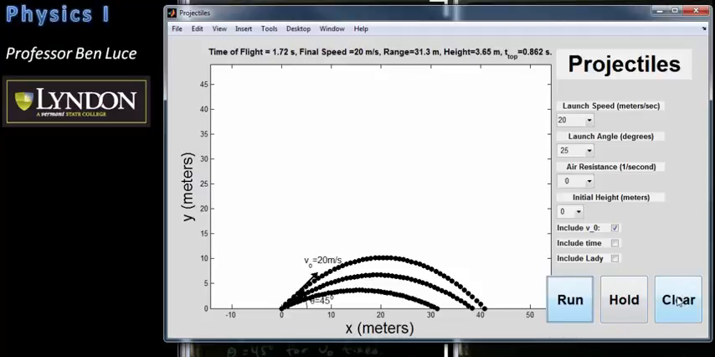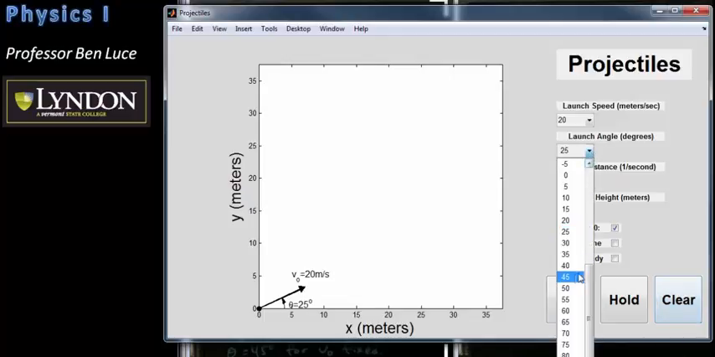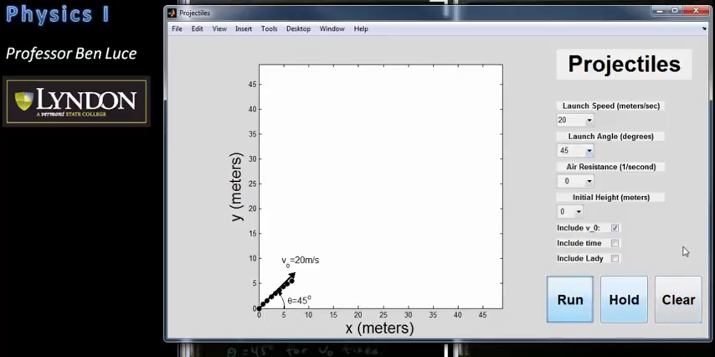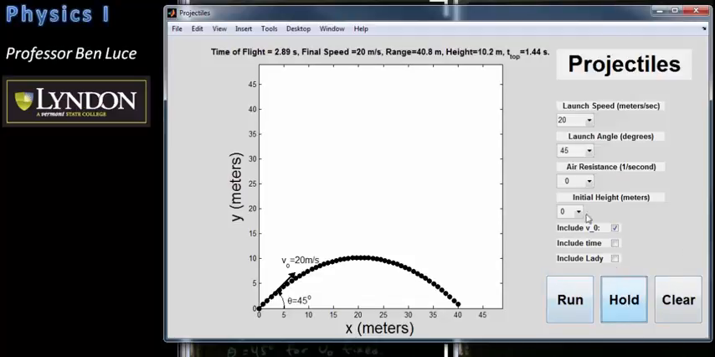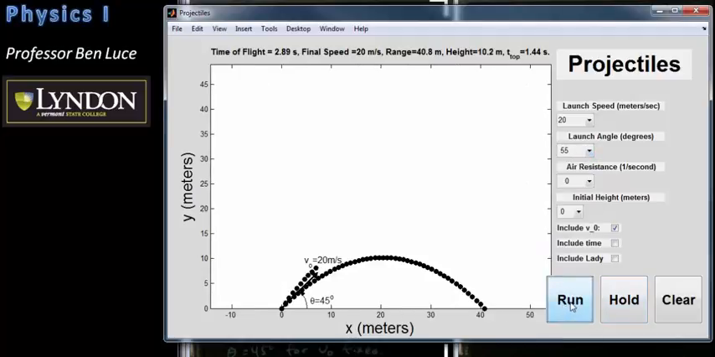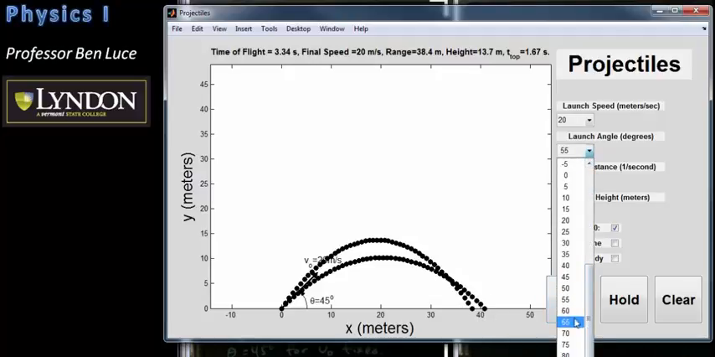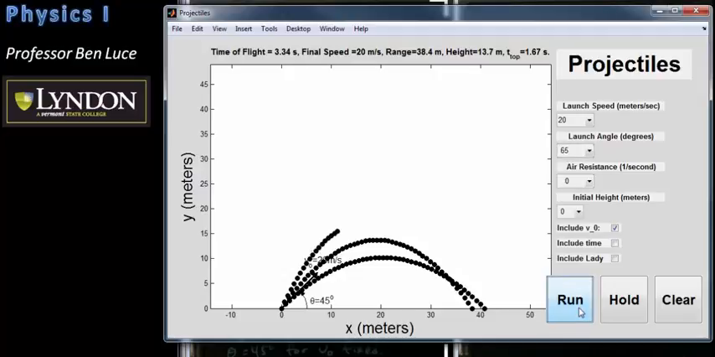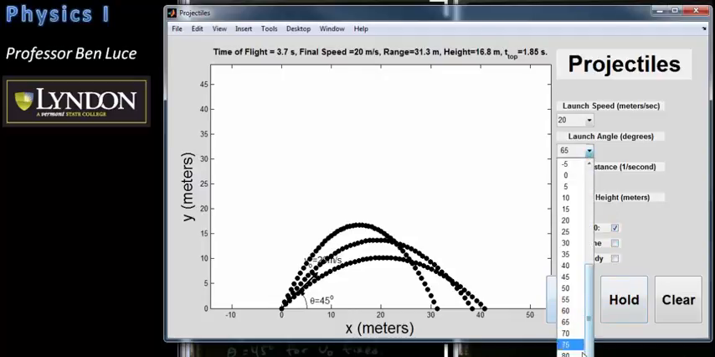All right, let's go the other way. Let's do our 45-degree trajectory again. Now we'll hold. Now let's increase the angle. So we'll take it up to 55. And we see, again, we're a little shorter than the 45. So that is consistent with the idea that 45 gives us the greatest range. Let's go up to 65. And so forth.